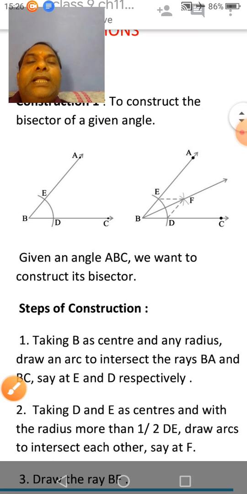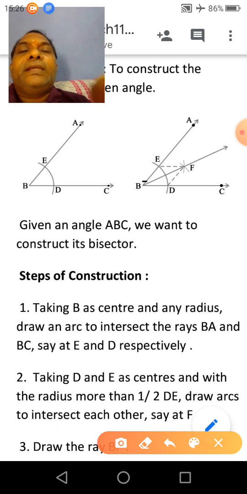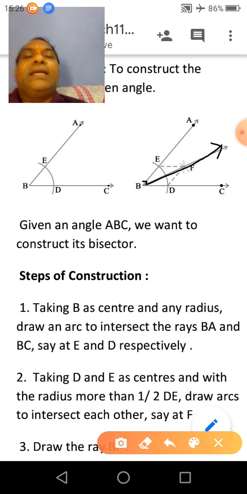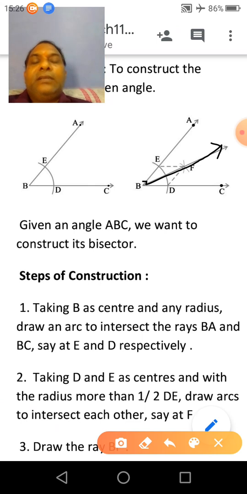Draw the ray BF, which will be the angle bisector of the given angle ABC. Clear?